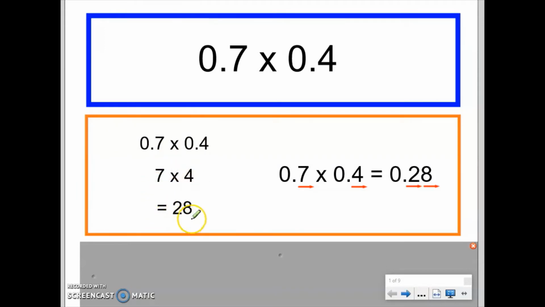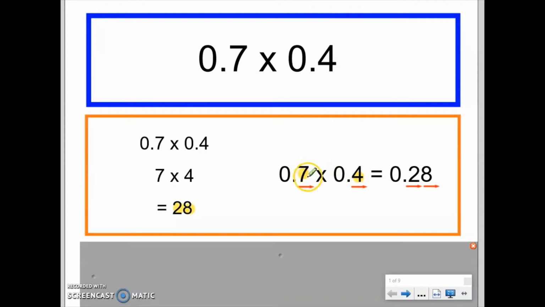Once I have my answer of 28, I then just need to work out where the decimal point goes back into my question, because we removed it to get this calculation, so we need to put it back into our answer. And that's what I've done over here. If we have a look at the original question, you can see there are 2 digits after the decimal point. The 7 and the 4 come after a decimal point in the question.